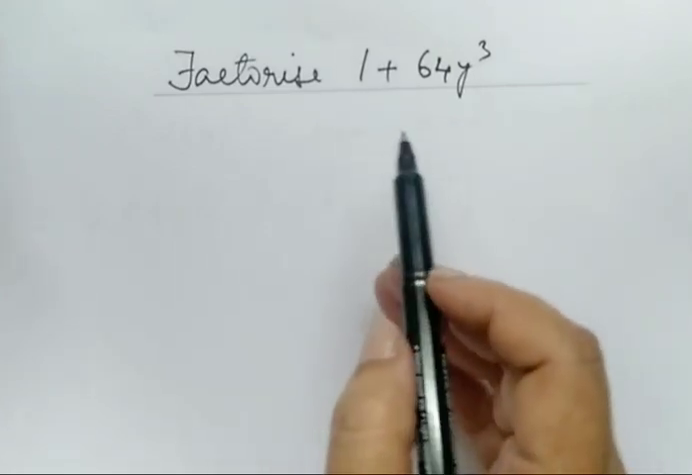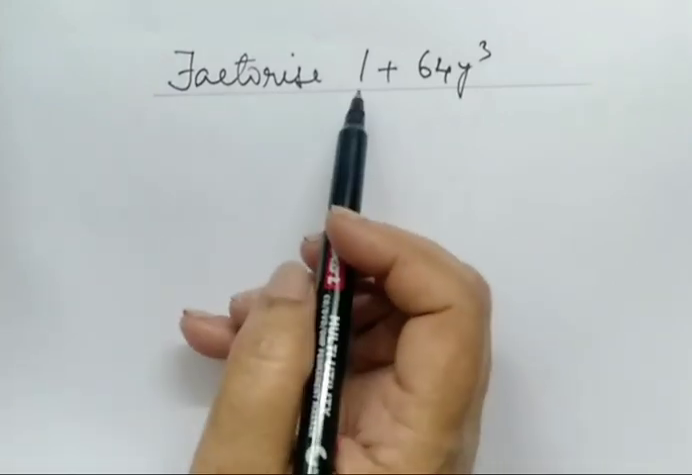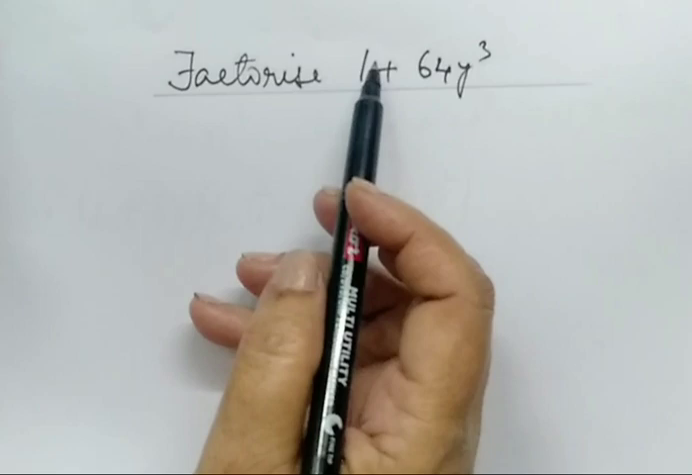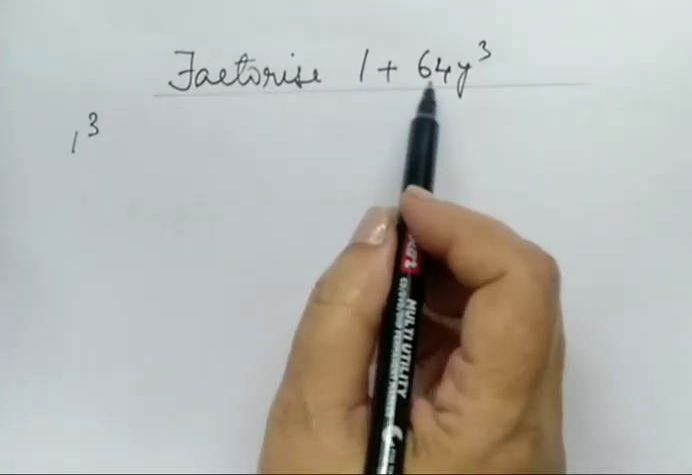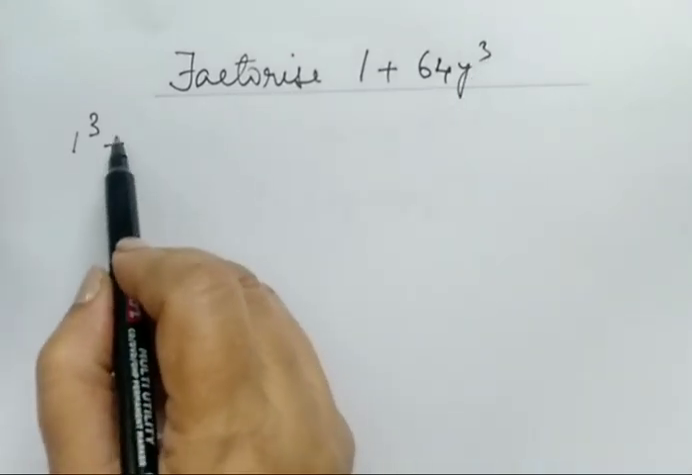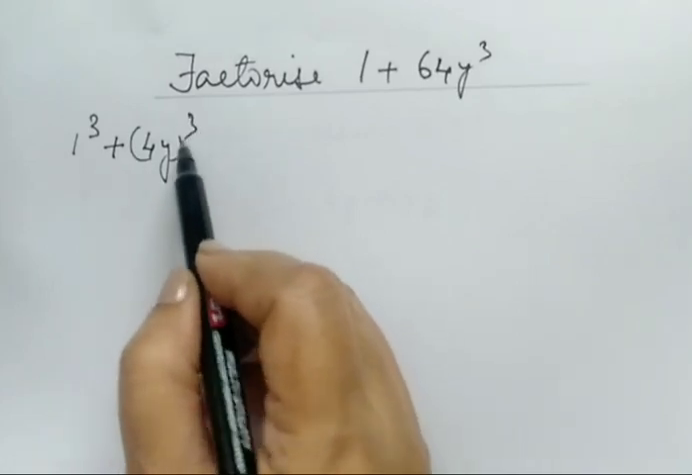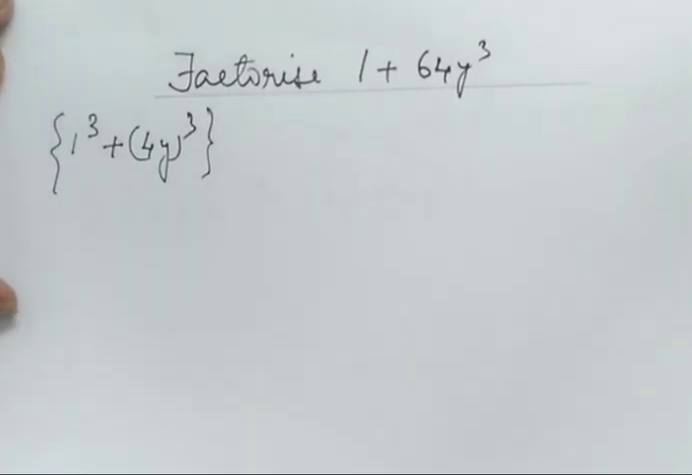Okay, so any idea? As per me, I feel that this 1 is very flexible. It can go to a cube easily, which means we can write 1 cube, and for this we can also write in terms of cube 4y whole cube, isn't it? So we have this. Alright.